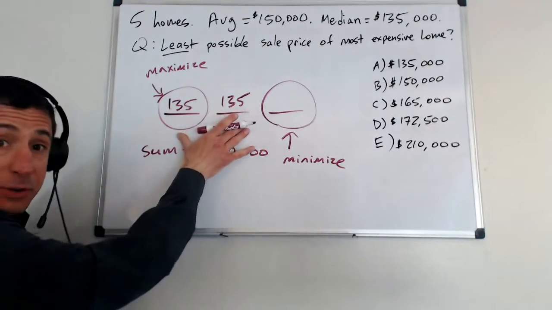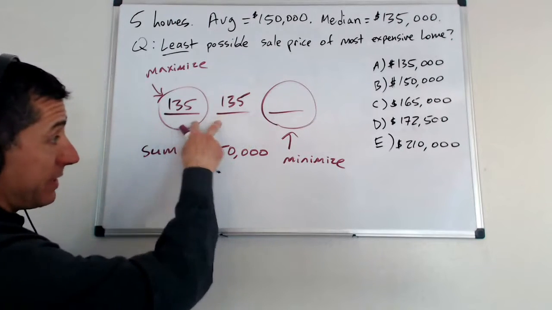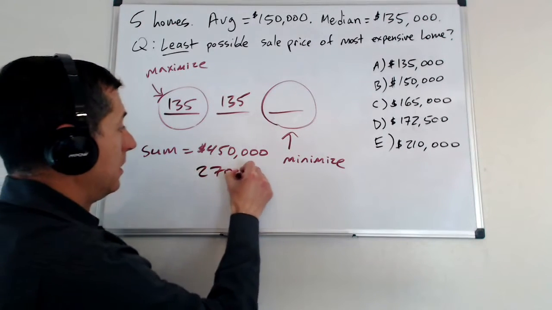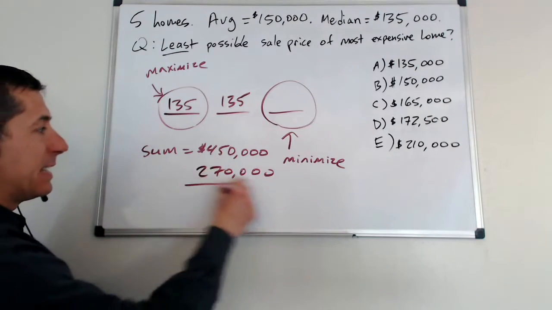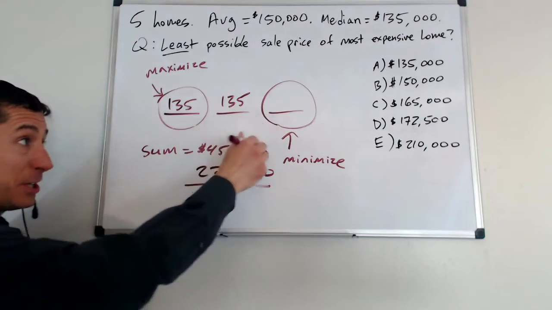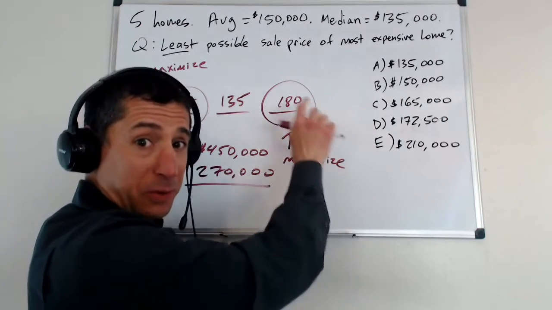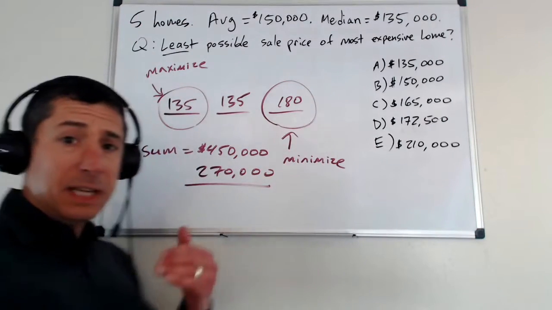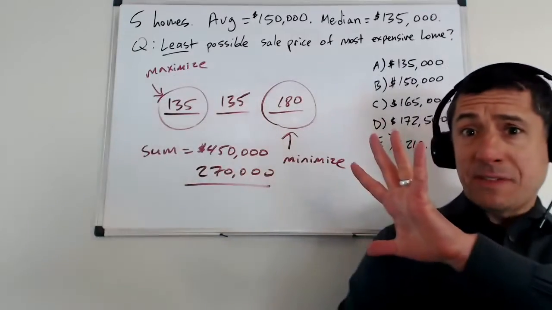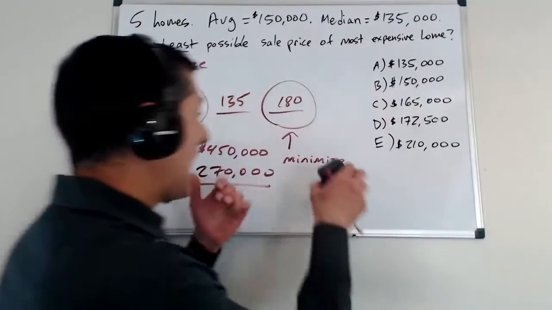Now all we have to do is a little bit of subtraction. We got it. So 270. So 450,000 minus that 270. So for this variant on the question, we get 180,000 as the smallest possible value of that largest number. Now, that's not the question we were asked. Now we've got 5 homes, but it's the same concept, just a tiny bit more complicated.